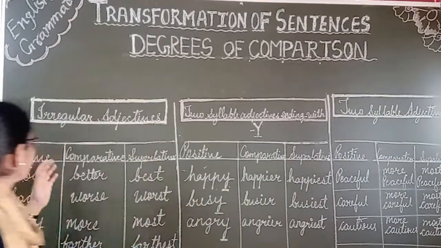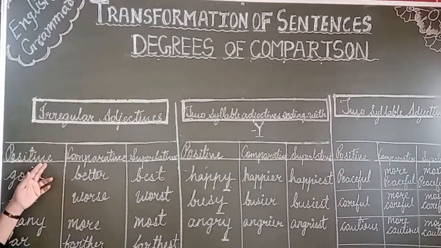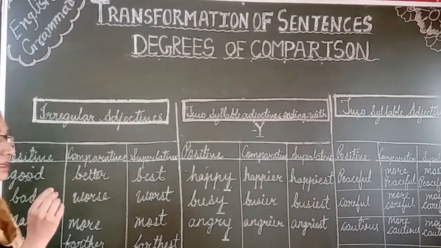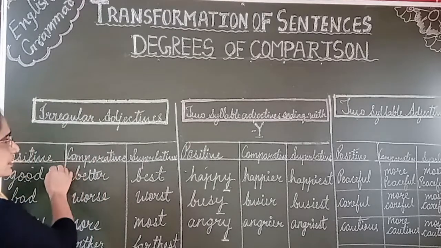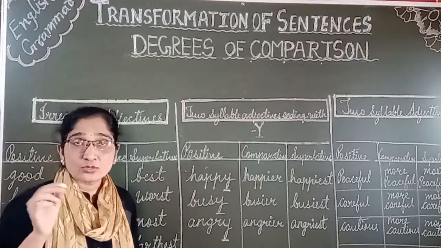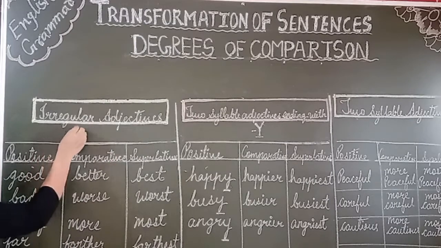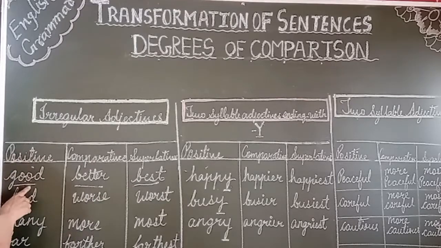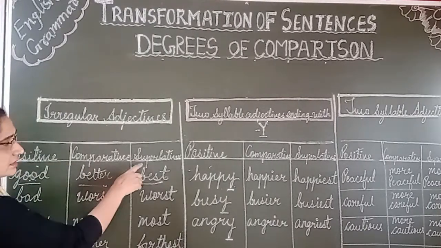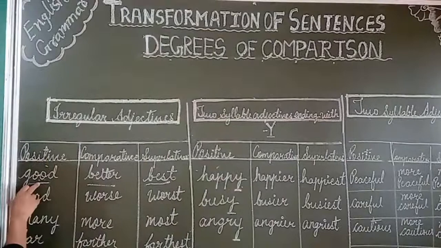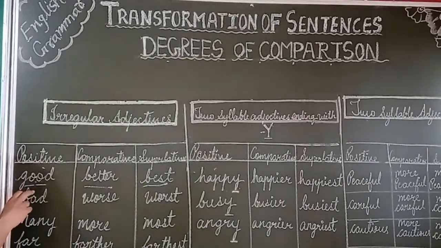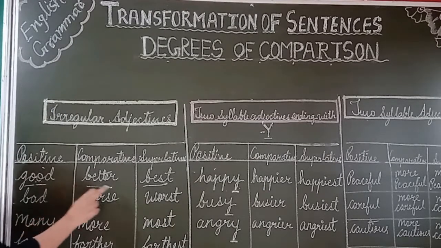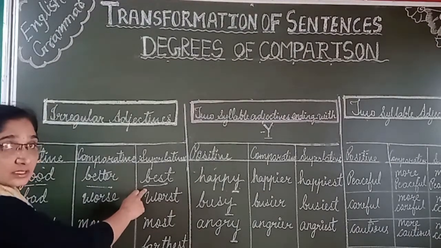So first, let's go to the irregular adjectives with the positive, comparative, and superlative degree. We can't say gooder in the comparative, not like that. For the irregular adjectives, the positive degree is good, the comparative degree is better, and the superlative degree is best. For example, she is good. She is as good as me. She is better than me. She is the best of all in the classroom.